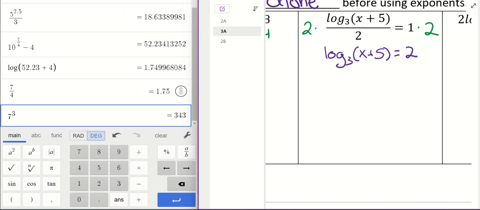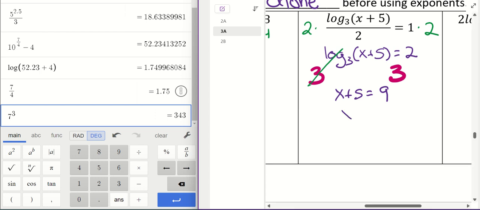So we get rid of the log now. Base of 3, say goodbye. X plus 5 equals 9. If you left it as 3 squared, that's fine, but I know it's 9. And then subtract 5 from both sides, x equals 4.